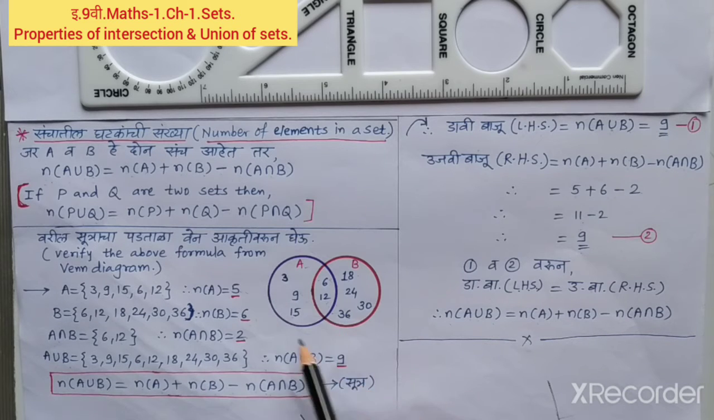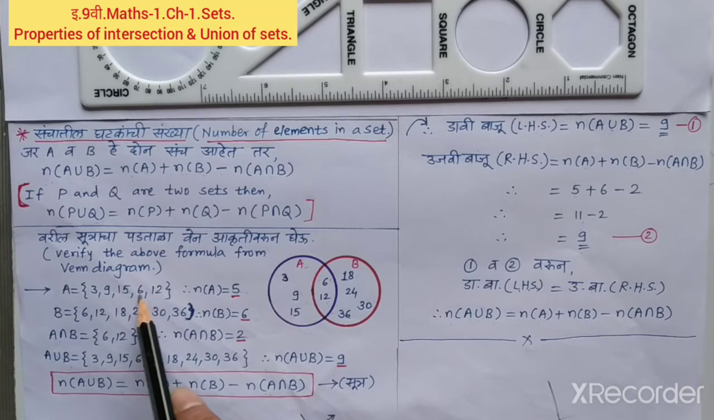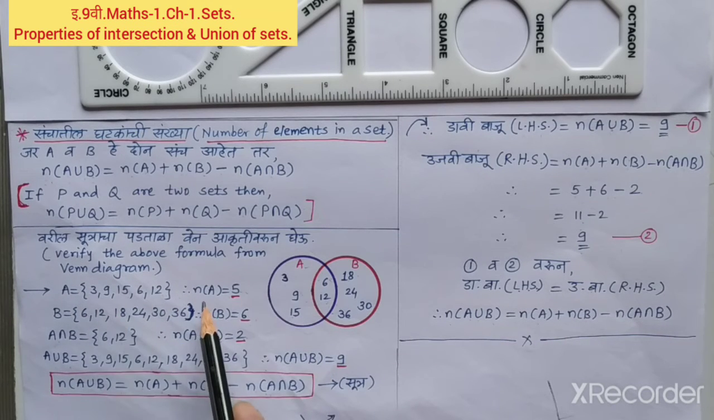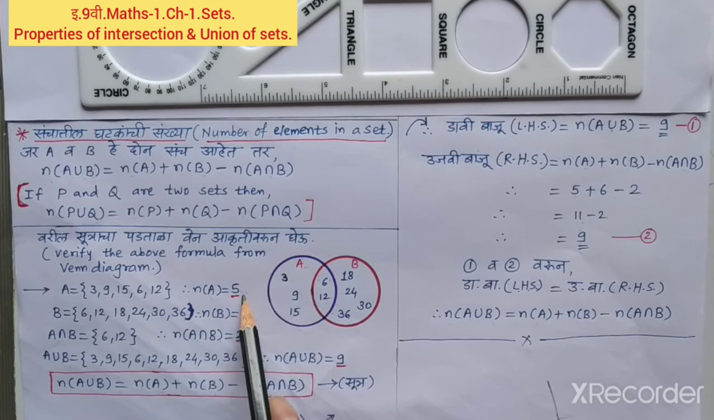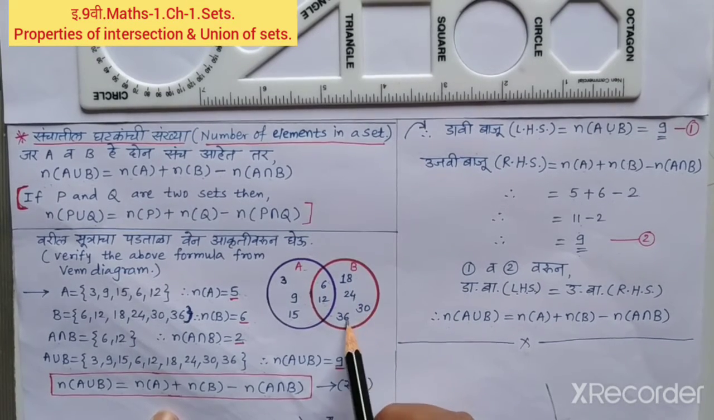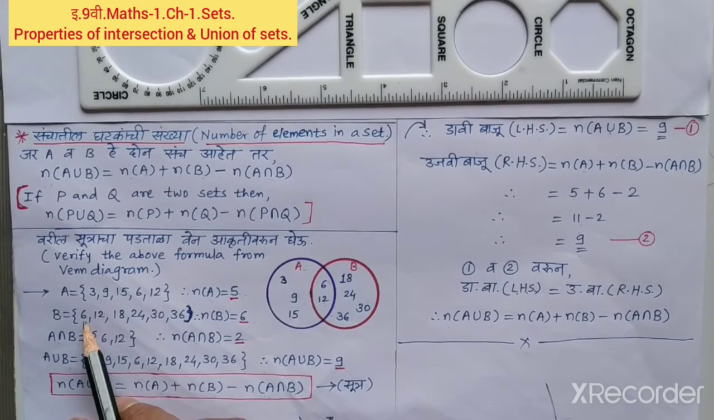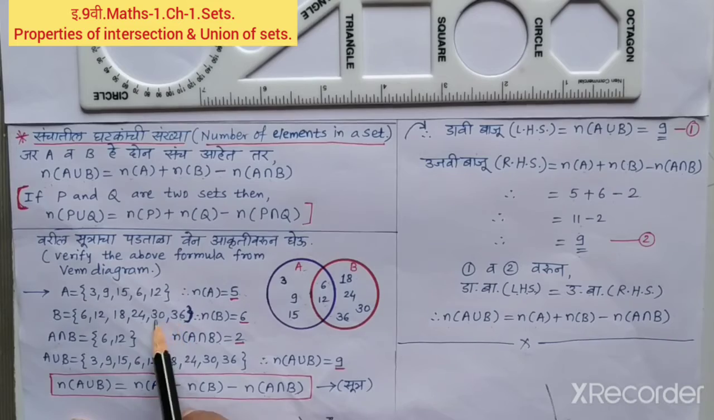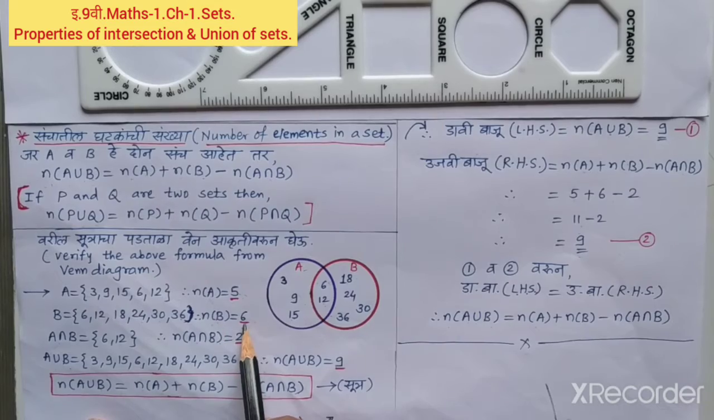Here in this Venn diagram, set A is represented by this violet circle and set B is represented by this red circle. So what are the elements of set A? 3, 9, 15, 6, 12. So these are the elements we wrote here in this set. So N of A, the number of elements in set A, is 5. The red circle represents the set B. So the elements of set B are 6, 12, 18, 24, 30 and 36. So there are 6 elements in the set B. So n of B is equal to 6.